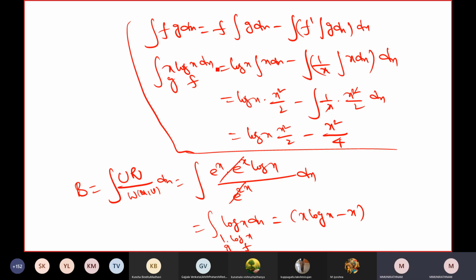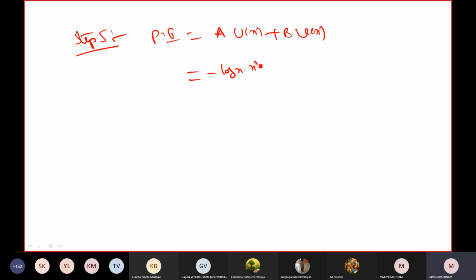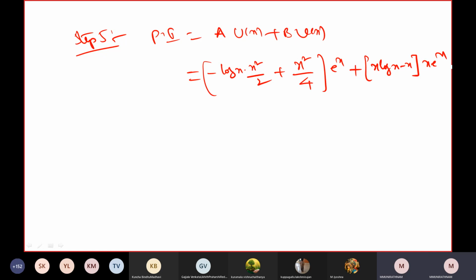So therefore step 5: PI equal to A into u of x plus B into v of x. A is minus log x into x square by 2 minus of minus x square by 4. U of x is e power x. B is x log x minus x, e power x. Simplify it, maybe things won't cancel but some simplification will come. Okay, simplify it, then go for step 6. General solution is CF plus PI. Replace that.